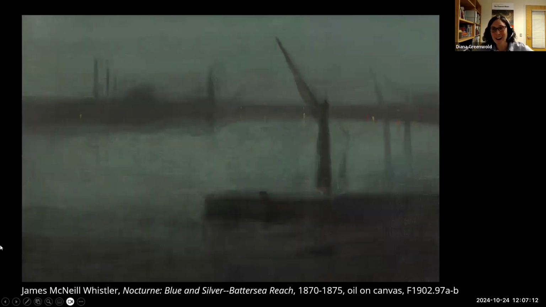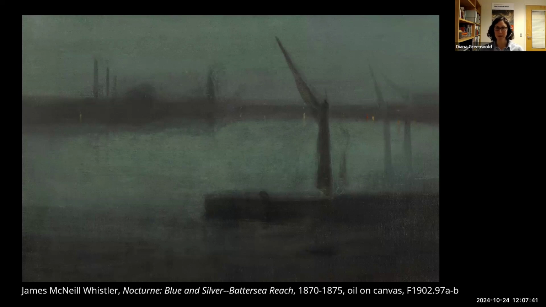Our collections, the nucleus of them, remain those of Charles Lang Freer, our founder. Charles Lang Freer, like many collectors of his moment, began actually as a collector of prints, of lithographs and etchings, and he began with an interest in James McNeill Whistler. So Whistler is a very famous American expatriate painter who was living in Europe at the time.